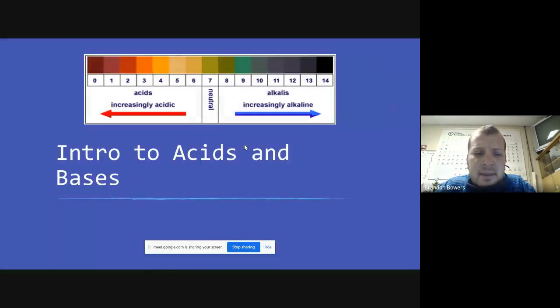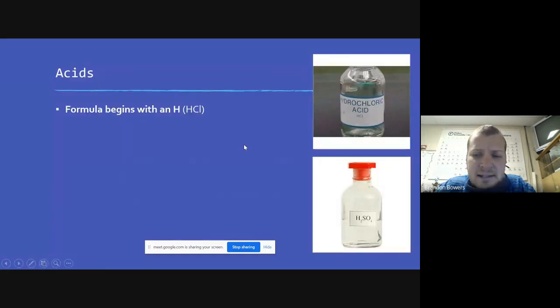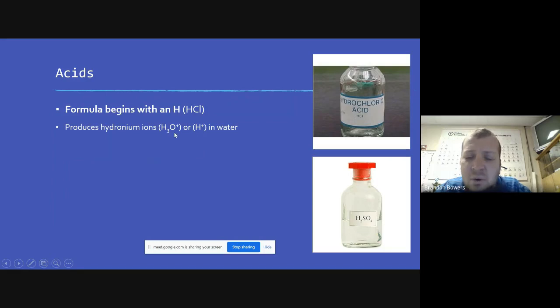Acids always start with an H. Whenever you see something like HCl, that's hydrochloric acid. That's an acid. Anything that starts with an H is an acid. If you need to pause the video at any time to catch up on notes, that's fine. In addition, acids always create a hydronium ion. Hydronium is H3O+ or H+, and that's what hydronium is in water.